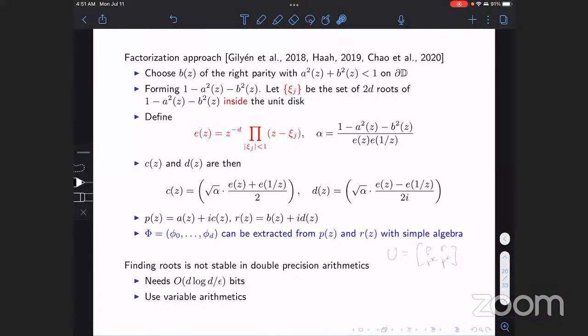It has to be done in extended arithmetic. So these papers show that in fact you need big O of d log d divided by epsilon, where d is the polynomial degree, and multiply log d divided by epsilon bits in order to carry it out. So if you think about d equal to like 10,000, you require 10,000 bits at least, but typically double floating point only has 64 bits.